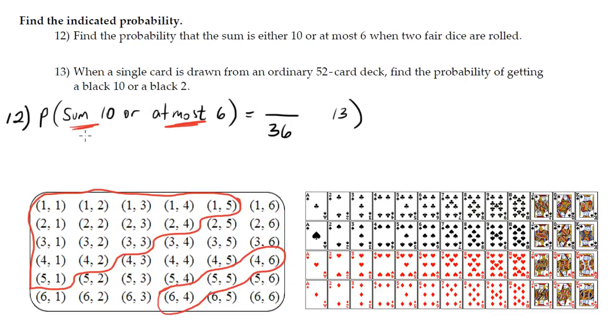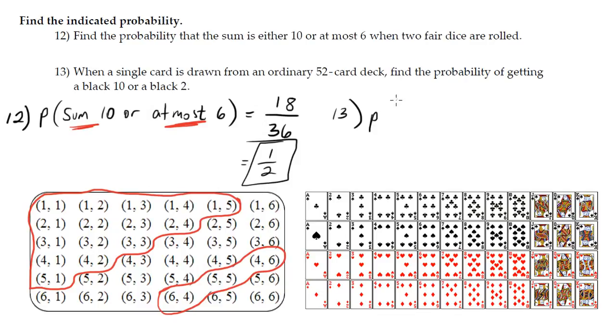So here we go. Let's count. 1, 2, 3, 4, 5, 6, 7, 8, 9, 10, 11, 12, 13, 14, 15, 16, 17, 18. 18 outcomes where the sum is 10 or at most 6. 18 out of 36, which is exactly 1/2 of my outcomes. That's number 12. 18 of these outcomes, 10 or at most 6.